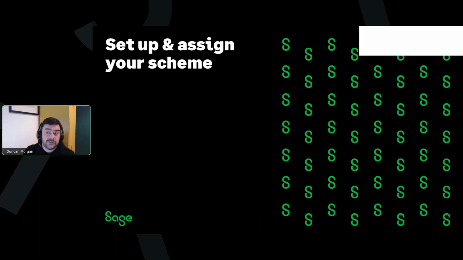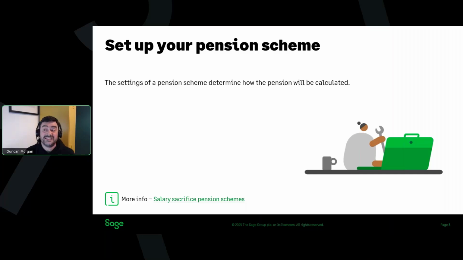And in order for this to run smoothly, you will need to know the key settings for your pension scheme, which will determine how the contributions are actually calculated. So first thing to check is whether it's a qualifying scheme for automatic enrolment. And if it is, you could use this when enrolling your staff when they meet the auto-enrollment criteria.